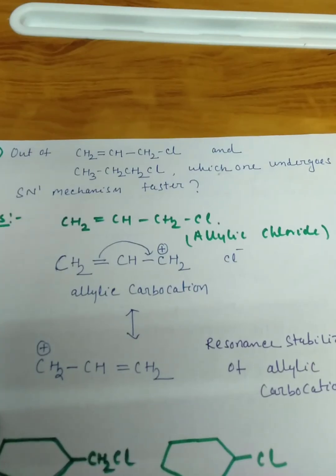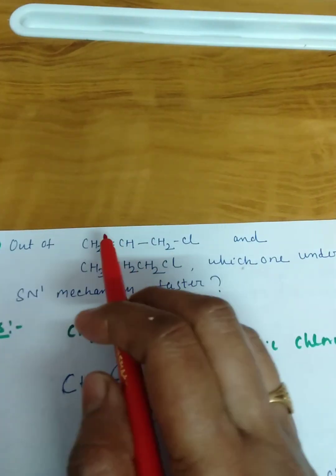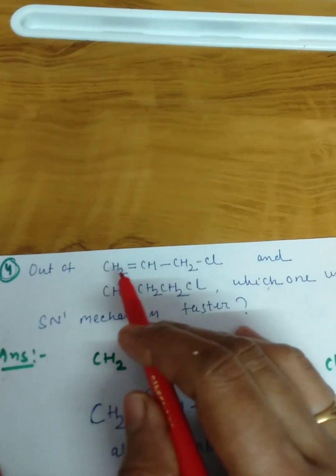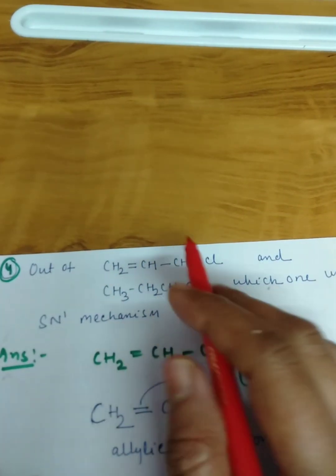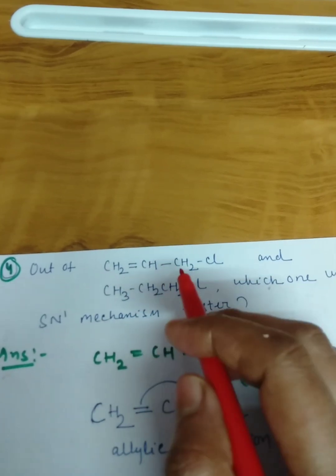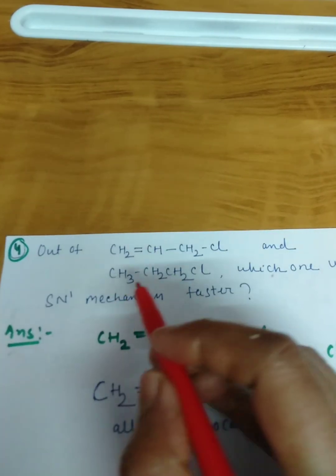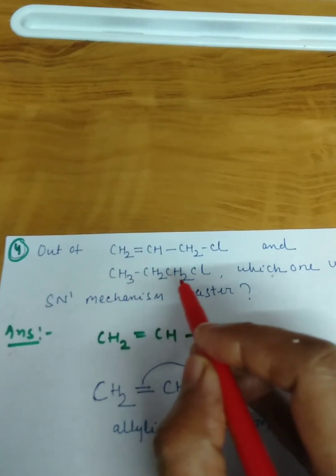Now another important question: out of these two, CH2=CH-CH2, what is this group? This is the allyl group. This is allyl chloride. So out of allyl chloride and this, n-propyl chloride, CH3CH2CH2Cl.